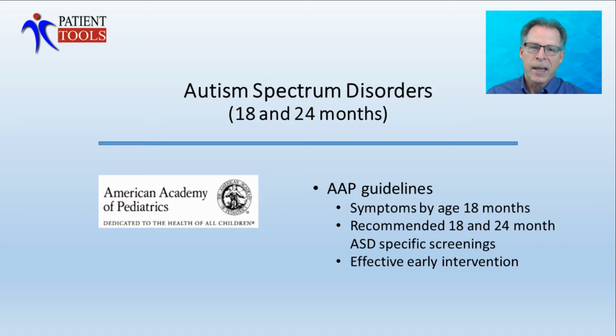But the reality is you just got to get it checked. You could be using an M-CHAT out there in any sort of program. And just the fact that somebody's looked at it, because the earlier you get on that, the better the overall outcome is. And its symptoms are there by 18 months. So you should be looking at 18 and 24 months is the recommendation from the AAP.